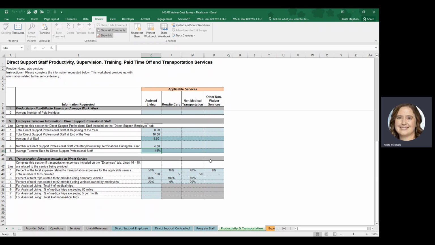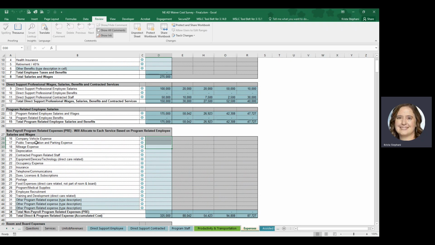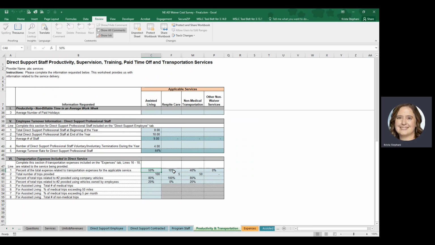And the last bit of information we are requesting on this tab is for you to identify information related to transportation expenses. So on the expense tab, we'll be asking information on lines 16 through 18 for expenses related to company vehicle expense, public transportation, and mileage expense. So of the total expenses reported on those 3 lines, please indicate what percentage of that total expense relates to each of these services.